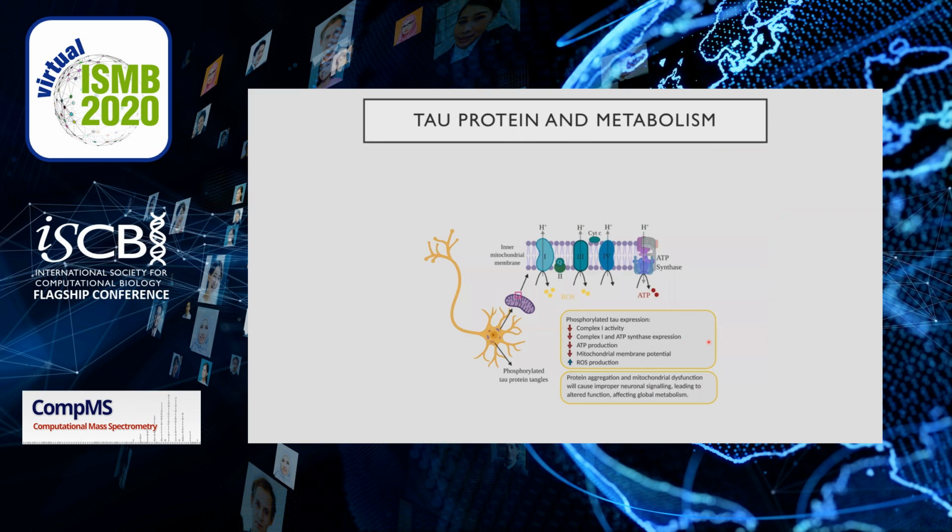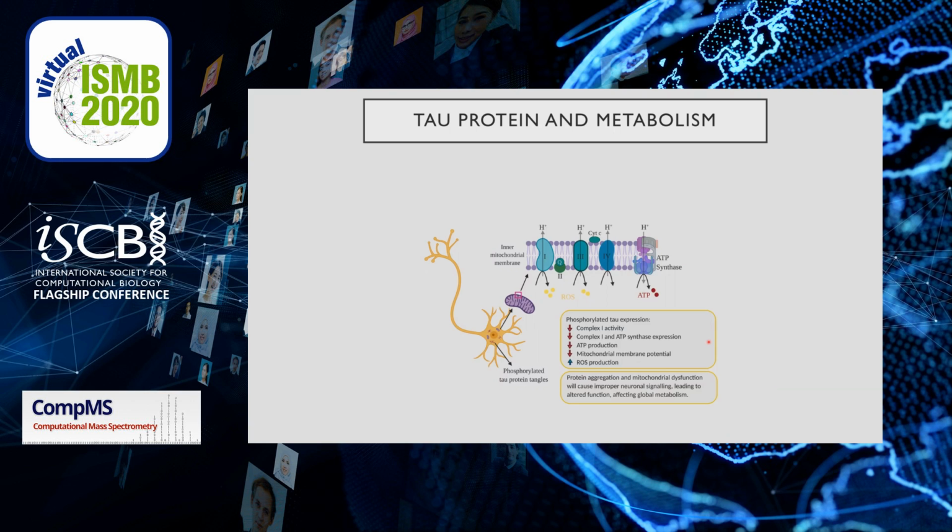There is evidence of aggregated tau protein affecting metabolism in the brain. Indeed, levels of p-tau in the brain are associated with decreased glucose metabolism. Further, in vitro studies suggest that p-tau is associated with reduced ATP production and imbalanced calcium buffering capacity in neurons.